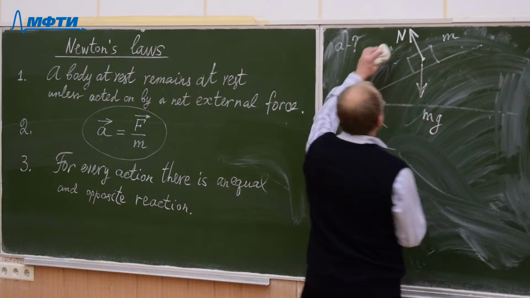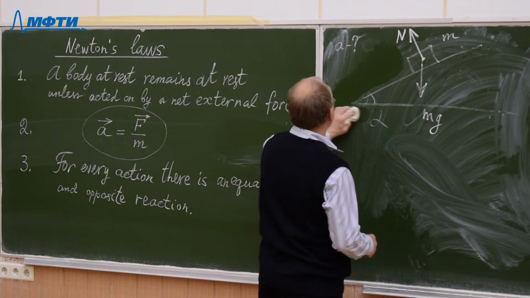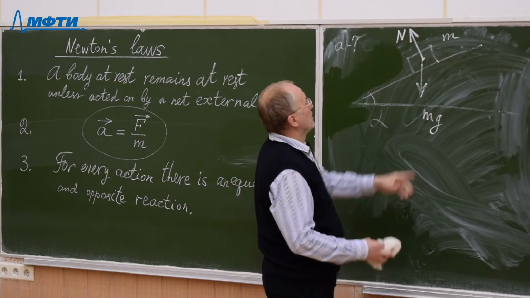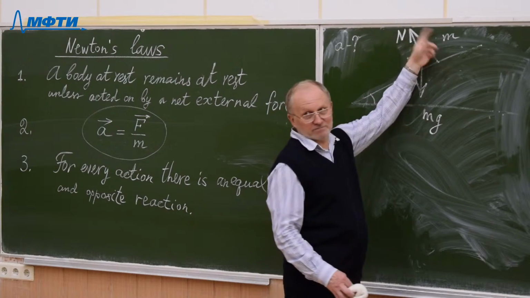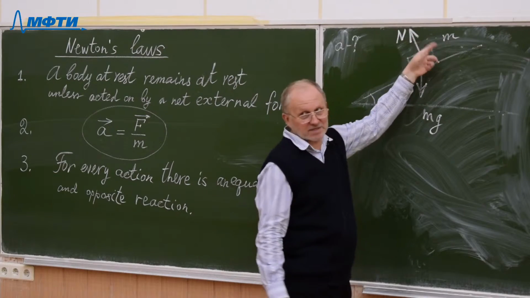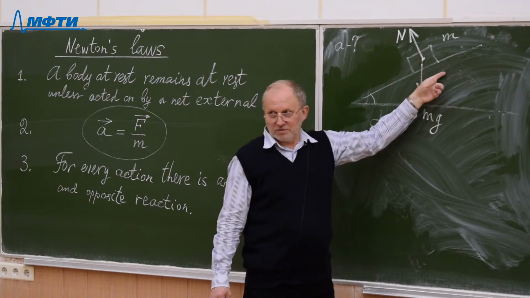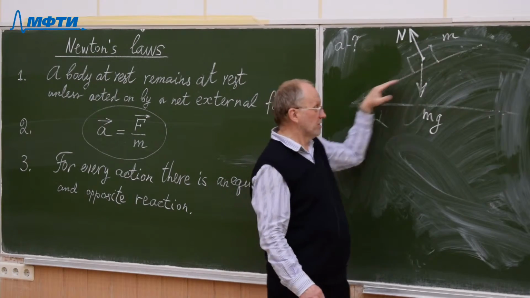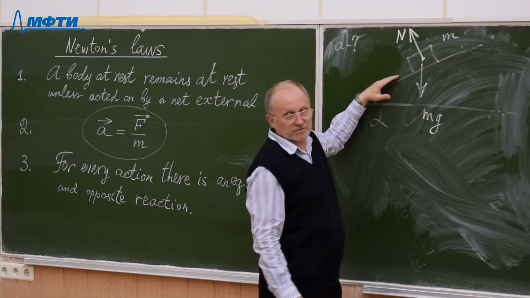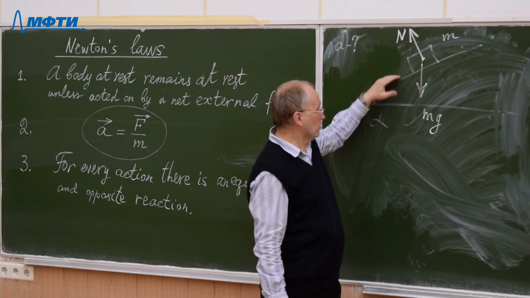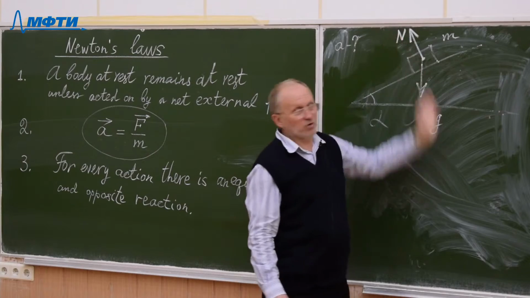Why is this force N perpendicular? In general case, it's not perpendicular. In general case, this force of interaction may be directed at some arbitrary angle if we have friction. But if there is no friction, then no force is acting along the surface. And so all the forces of interaction with the surface may be directed only perpendicularly.